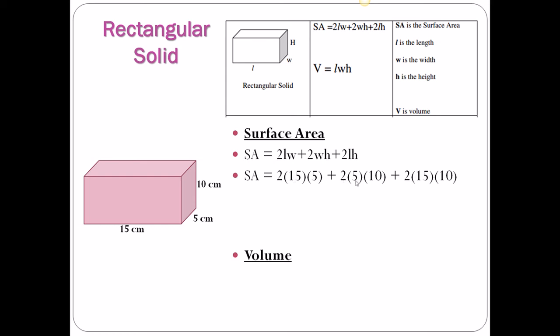2 times 5 is what? 10. 10 times 10 is 100. Go to the next one. Oh, 2 times 15. We just did that a minute ago. It's 30. And 30 times 10? It's 300. There you go.